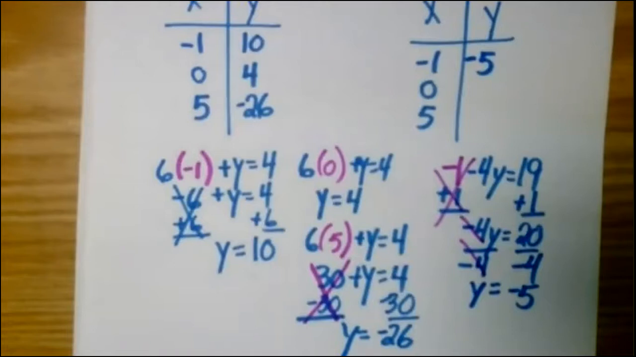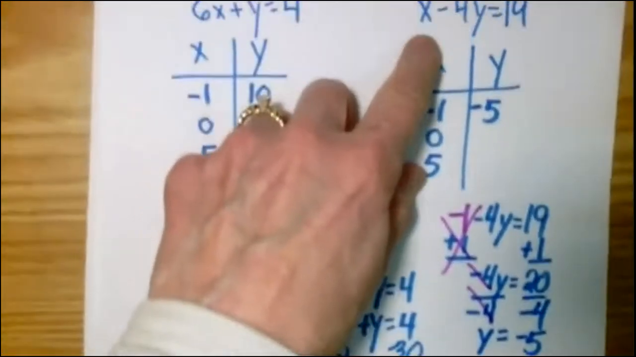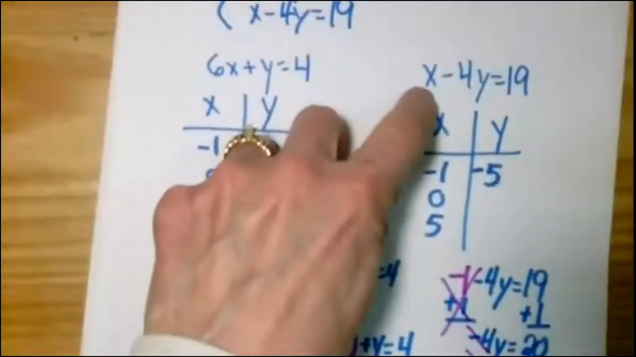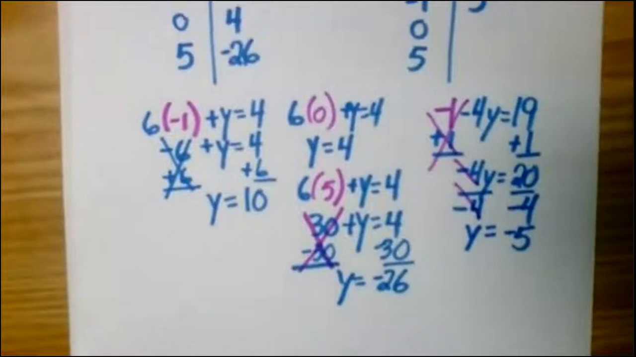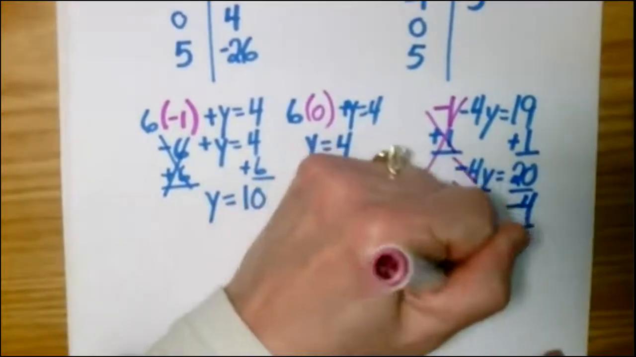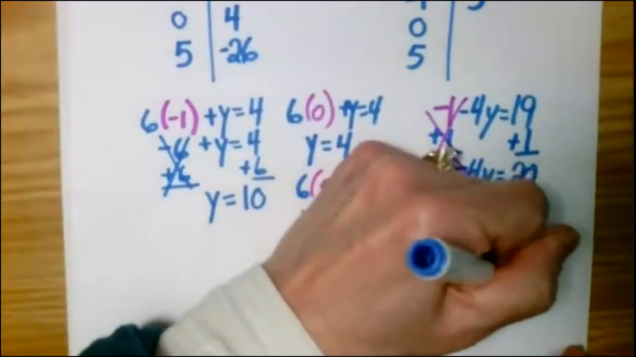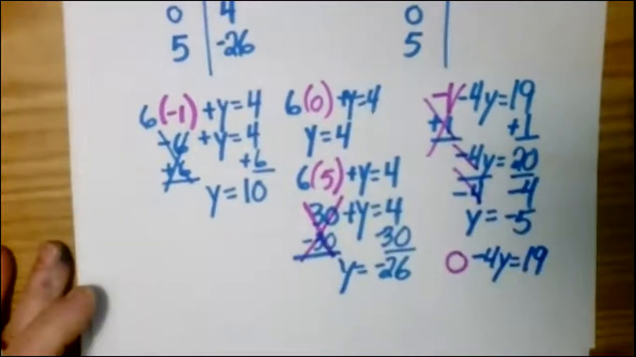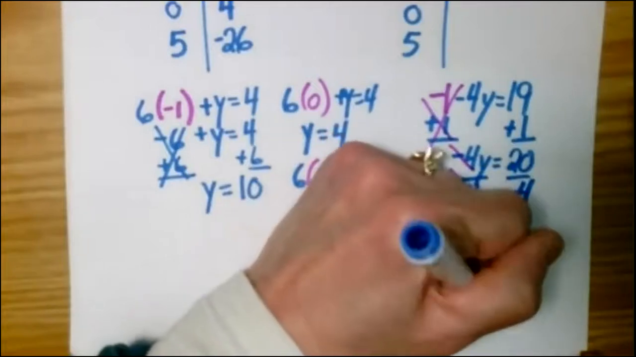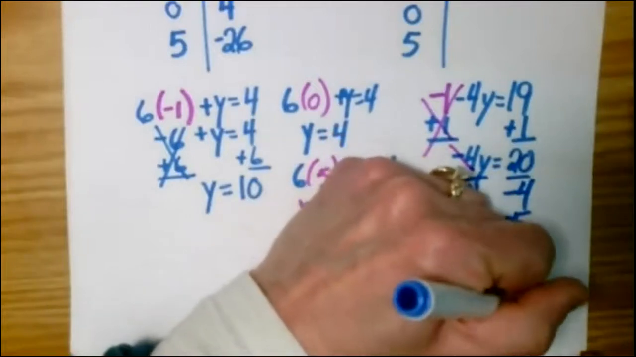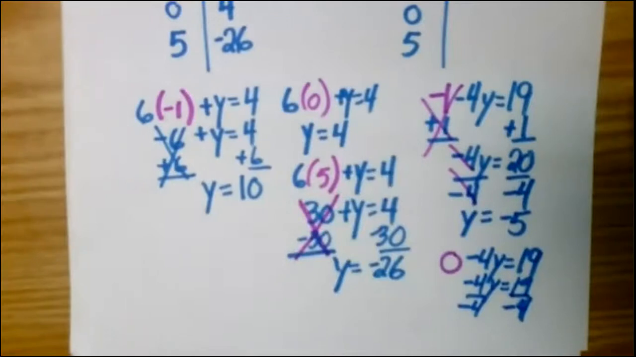Okay, I have to do that 2 more times. So I'm going to plug in 0 for my x this time from the table. So I go down here and I say 0 minus 4y equals 19, which is negative 4y equals 19. Divide by negative 4 on both sides. The negative 4's cross off.